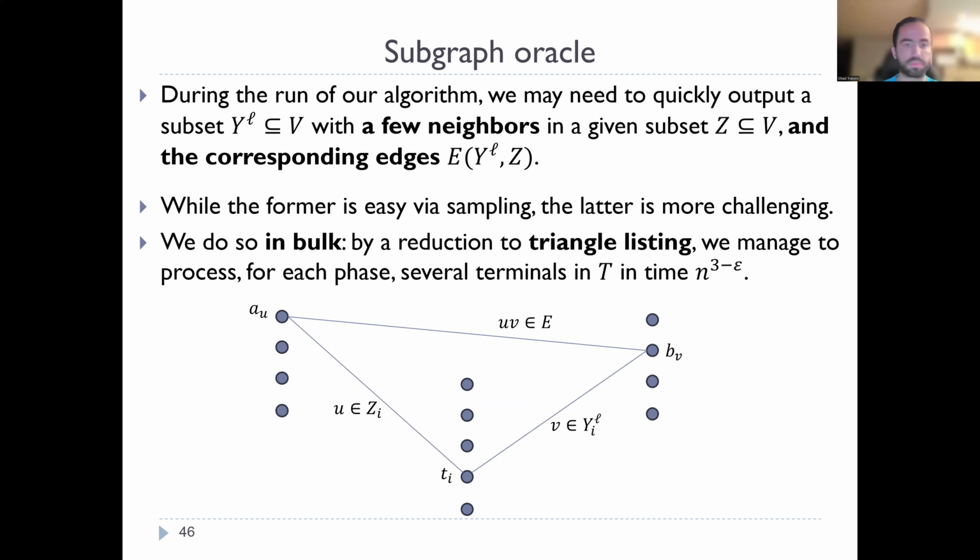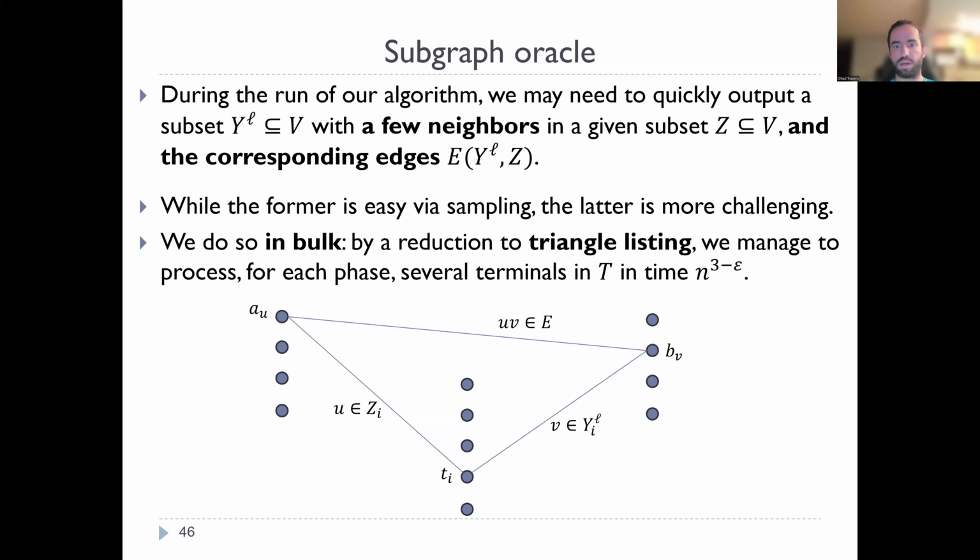Now, finally, I want to mention the subgraph oracle. So during the run of our algorithm, we may need to quickly output a subset YL that has a few neighbors in a given subset Z. And we also need to output the corresponding edges between them.